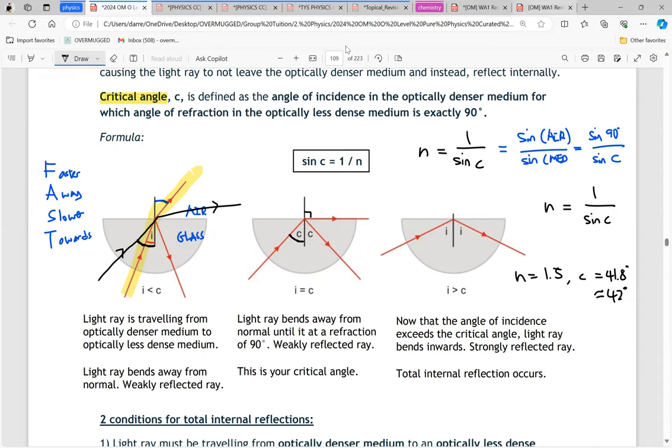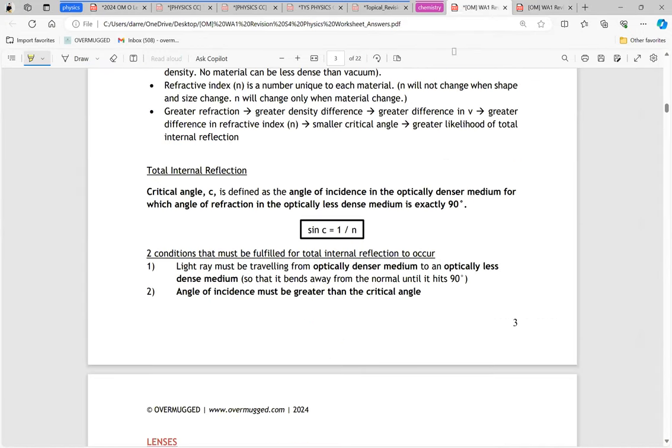In short, if we go back now to the handout, I want you all to clearly know that there are two conditions that need to be fulfilled for total internal reflection to take place. First thing, it has to travel from an optically denser to an optically less dense medium, and the angle of incidence must be greater than the critical angle. I can bet you 20 cents that this one will probably be tested for your WA.